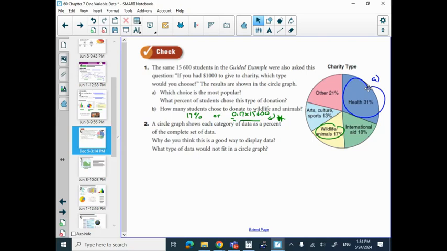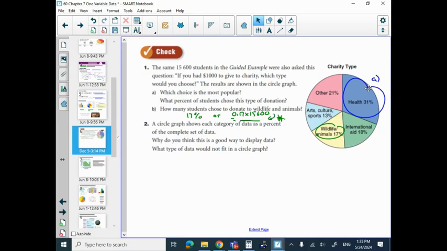It says a circle graph shows each category as a percent of the complete data set. It's quite often used. Why is it a good idea? Well, it just gives a number value associated with the fraction of a circle that's there. What type of data would not fit in a circle graph? Continuous data, things like that. It's more for categorical data, like colors of cars you like, things like that, right?